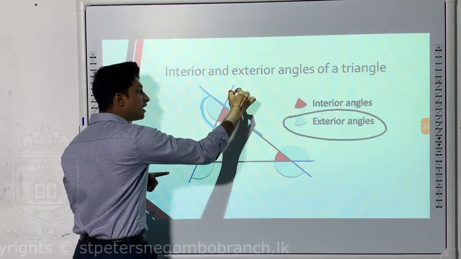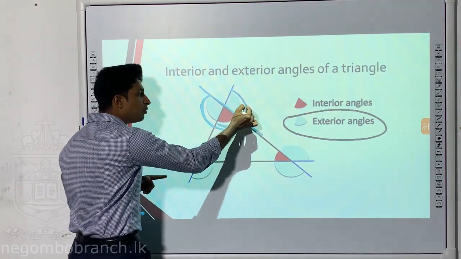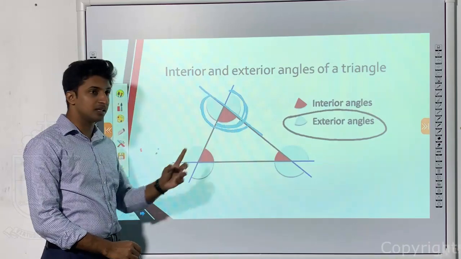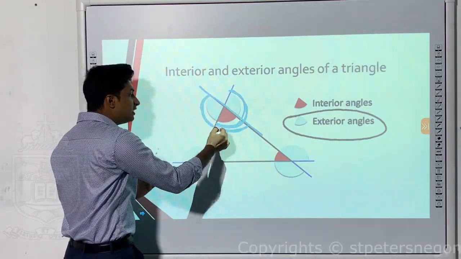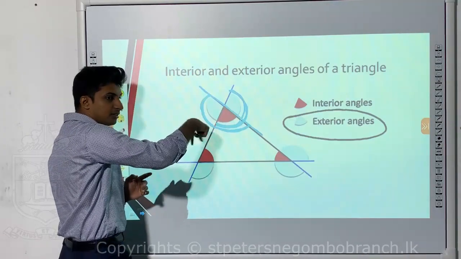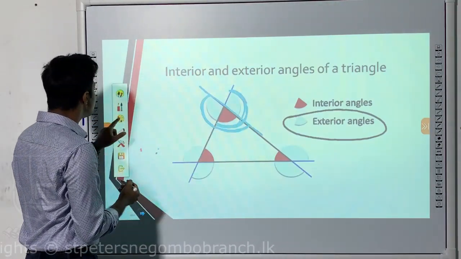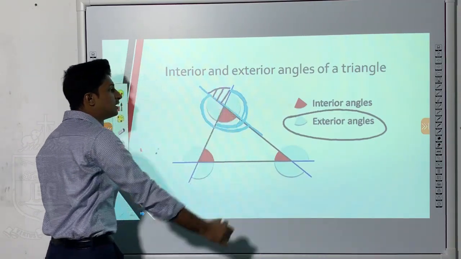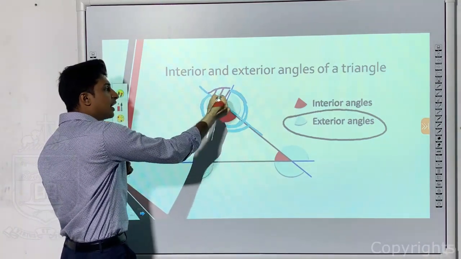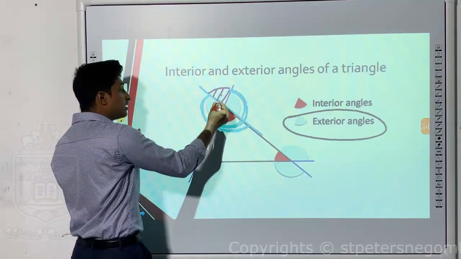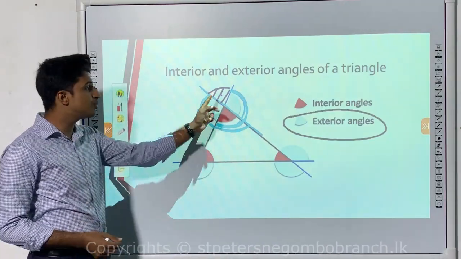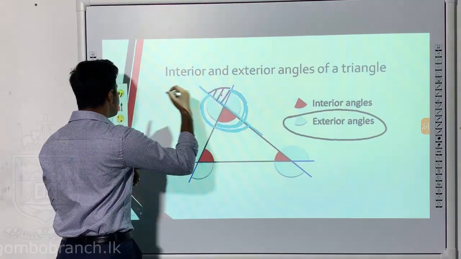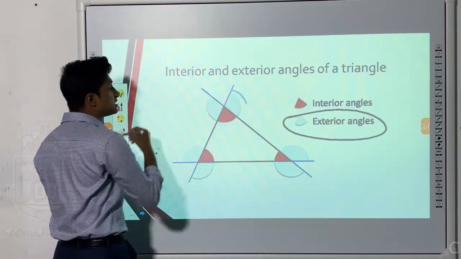Also this angle can be taken as exterior because it is forming a 180 line with the interior, right? The exterior angle and the interior angle will lie on a straight line. That is the reason why we are not taking this angle as an exterior angle. You can't form a right angle, sorry, a straight angle with these two angles. These two angles will never lie on a straight line. That is the reason we are not taking this angle as an exterior angle.